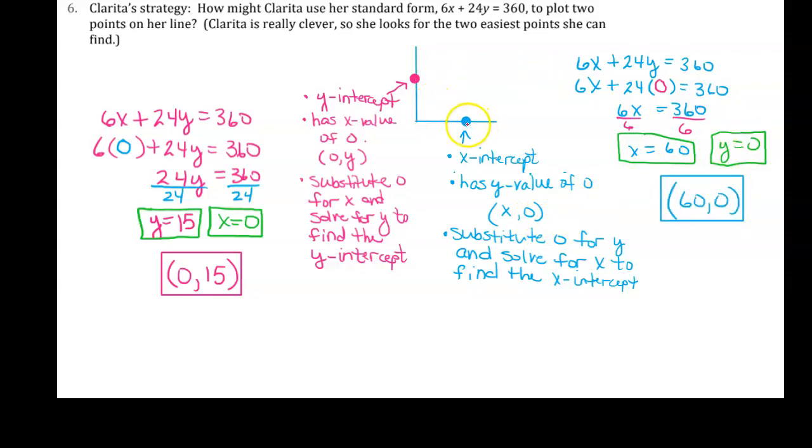Once we have our 2 ordered pairs, our x-intercept and our y-intercept, we can connect those points to form our boundary line.